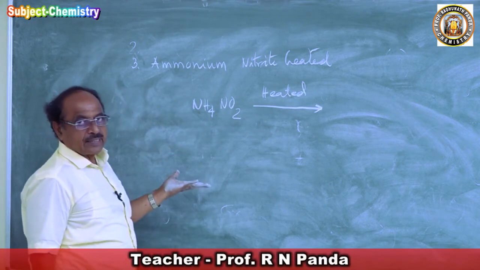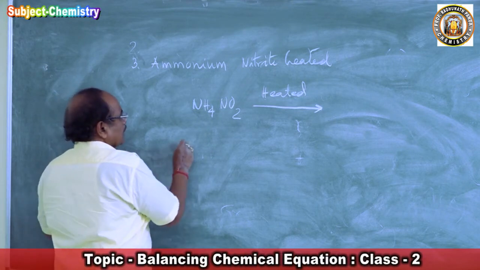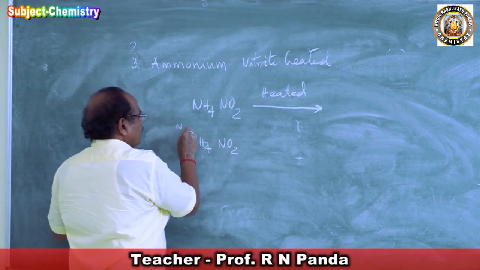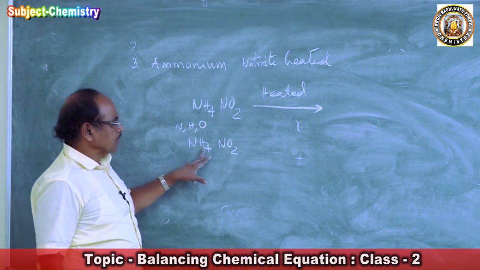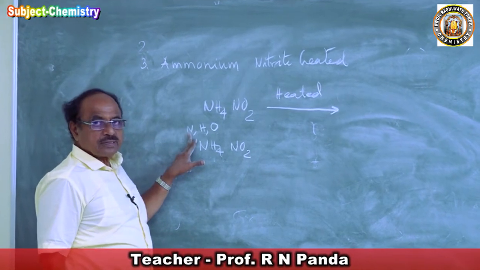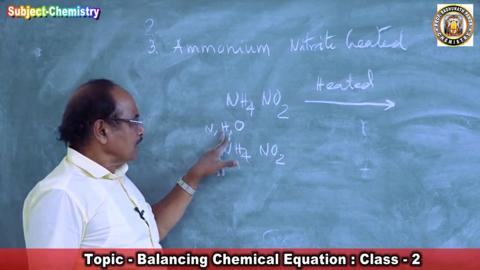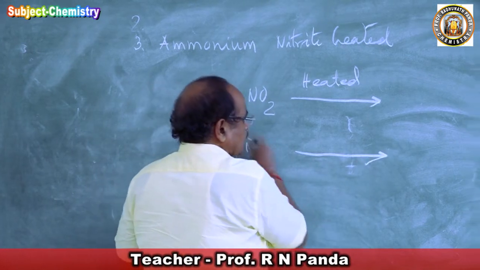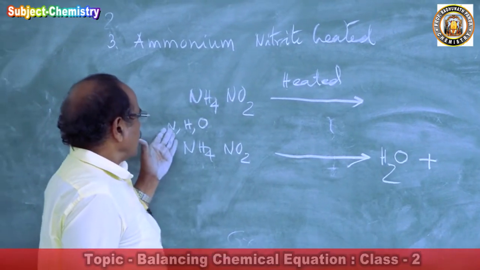So first we will go to the skeleton equation. What is this? Ammonium nitrite. So who are present here? Nitrogen, hydrogen, oxygen. Hydrogen is group 1, nitrogen group 5, oxygen group 6. So who is very negative? Oxygen. Who is very positive? Hydrogen. We know that positive and negative will react, so they will produce water. Hydrogen will react with oxygen to form water. And who is left out? Nitrogen.